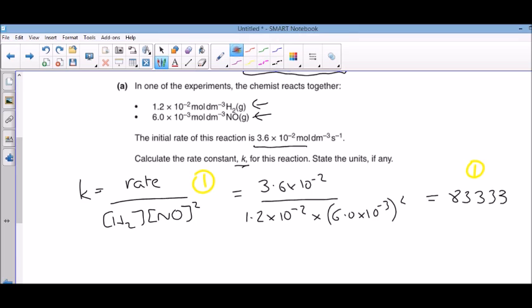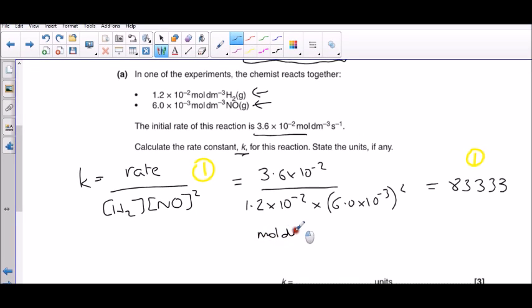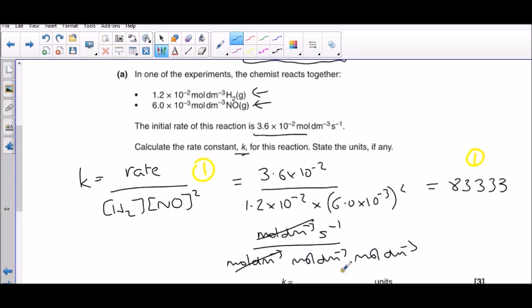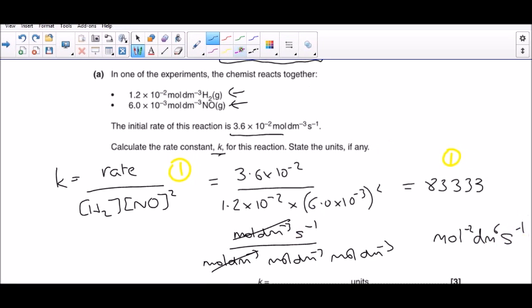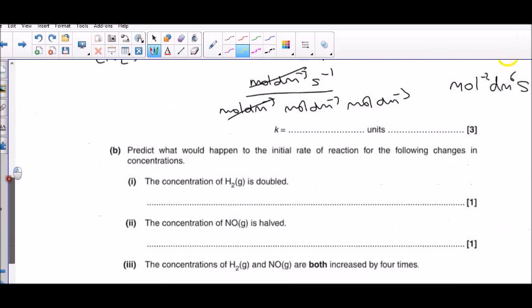And then we're also asked for the units, so we've got moles per decimeter per second on the top, and on the bottom of this rearranged equation we've got 3 lots of moles per decimeter, so we can cancel 1. That leaves us with 2 moles on the bottom, so that's going to turn into moles to the minus 2. 2 dm to the minus 3 on the bottom, so that will turn into dm6. And the seconds to the minus 1 is already on the top, so that stays the same. And that is our third and final mark on this first part of question 1.